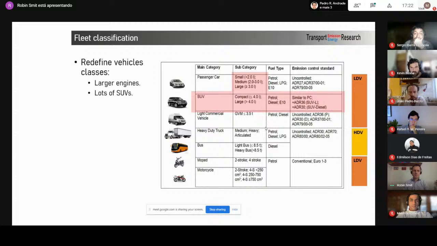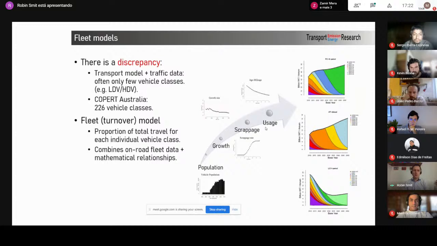And I just want to say something about fleet models. They are very important and maybe even a bit underrated in the whole emission modeling scheme. But importantly, there is a discrepancy here. When you look at transport models, for example, or traffic data, you often have traffic information for only a few vehicle classes, for example, light duties and heavy duty vehicles. Whereas when you look at vehicle emission models, those models are typically modeling at a high level of detail for the vehicle classification. And that is required to take into account the large difference in emissions between the different technologies and vehicle types.